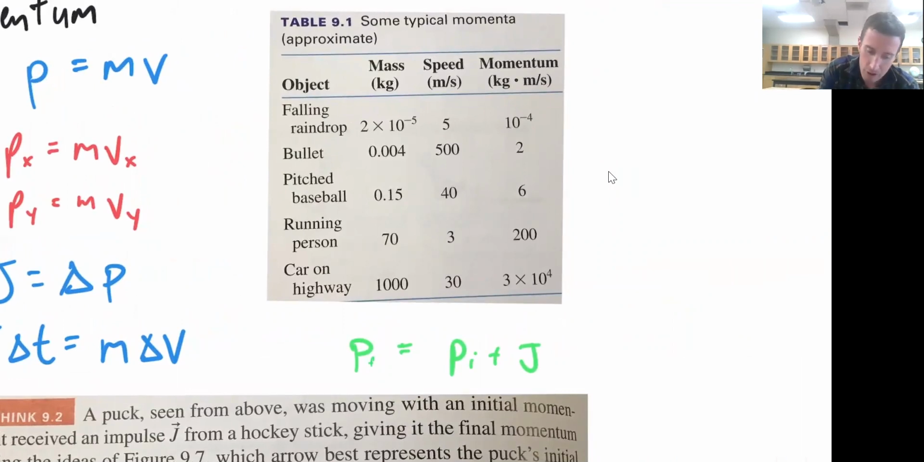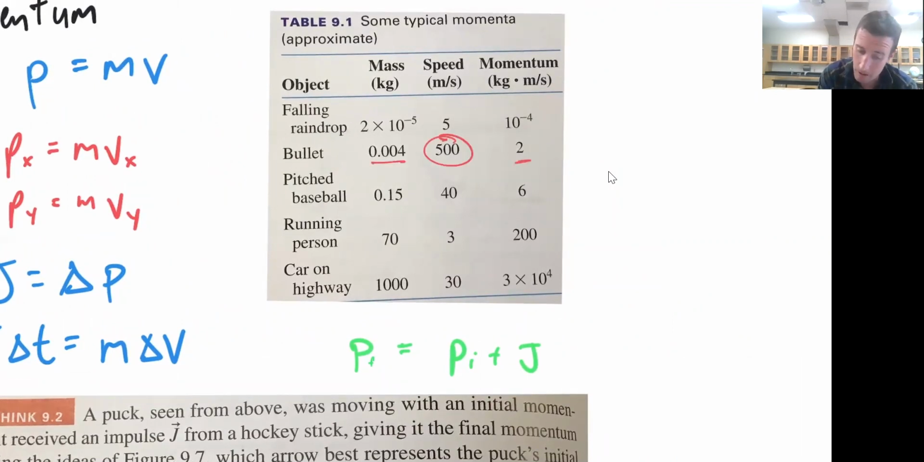All right, now just as a point of reference, some typical momenta for various things. A falling raindrop has a very small mass, momentum of 10 to the negative fourth, 1/10,000th kilogram meter per second. A bullet has a lot of speed, but not very much mass, so not very much momentum.